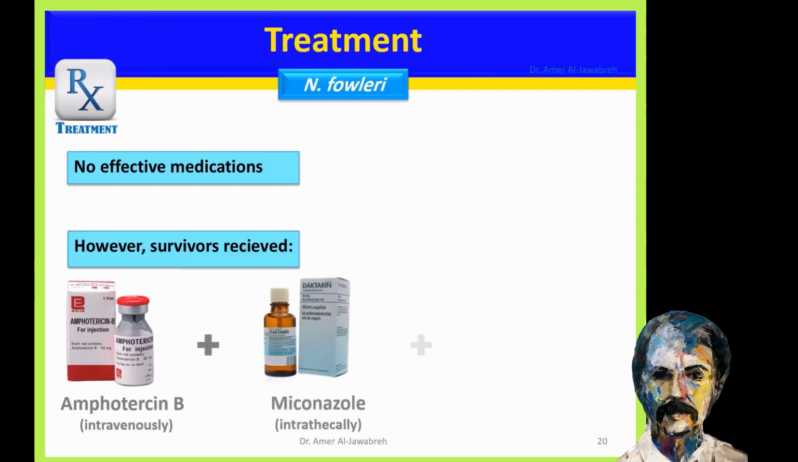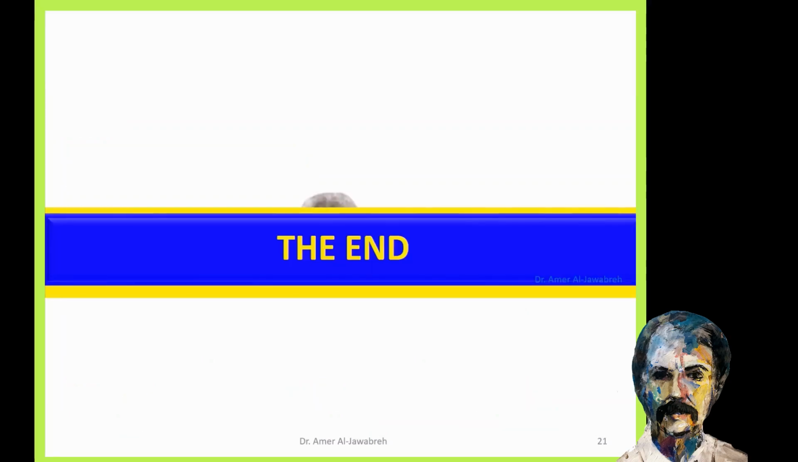They have been given miconazole, another antifungal, intrathecally, inside the spinal cord. Not in the spinal cord, but in the spaces in the spinal cord where there is fluid, intrathecally. Plus rifampin, intravenously. So they have been given different cocktails of treatments, hoping to help the patient. Sometimes it worked, sometimes it did not. That's the end. Let's go for the other one.